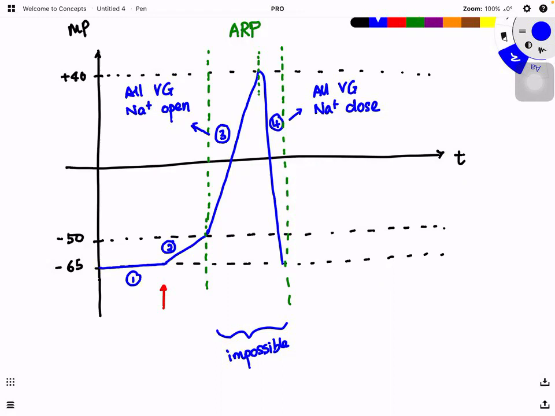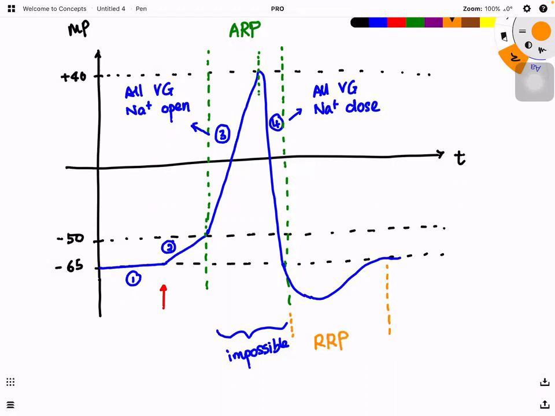Next, followed by what? Phase 5 is hyperpolarization, which is an undershoot. This hyperpolarization occurs because the voltage gated potassium ion channels close slowly. So we need to make sure it returns to the resting potential. This orange zone represents the relative refractory period.